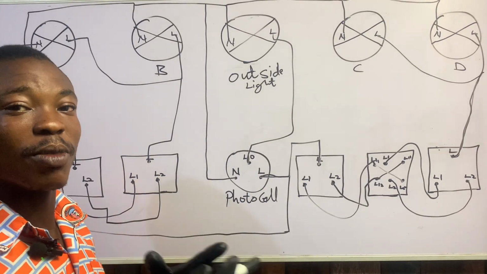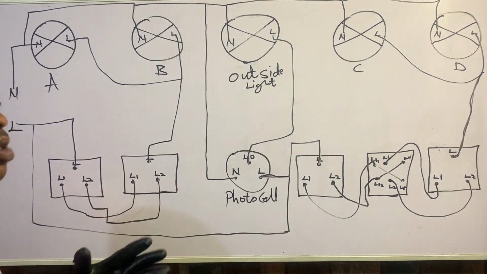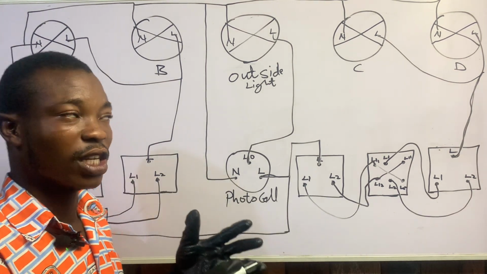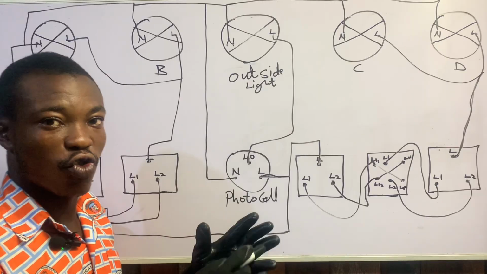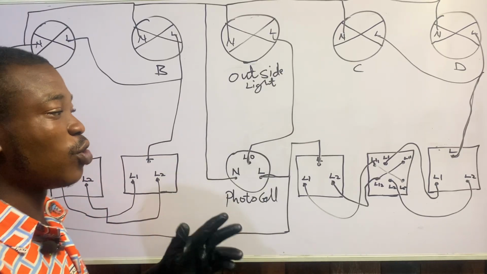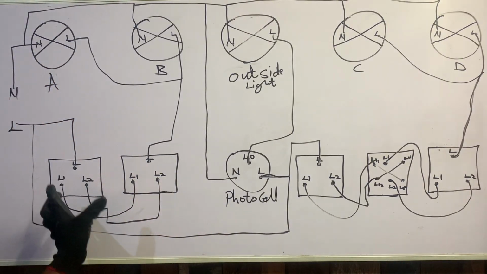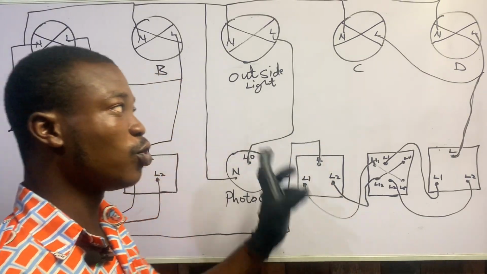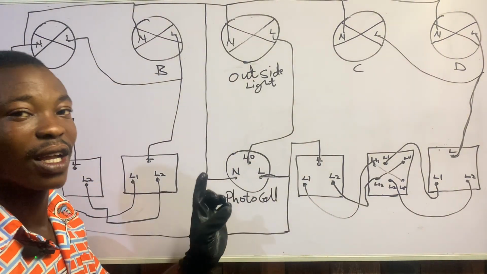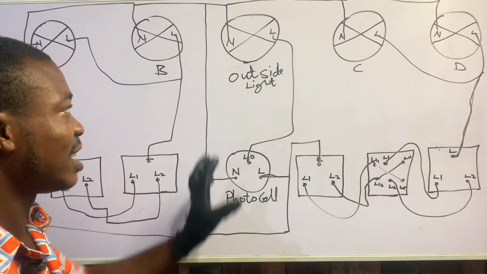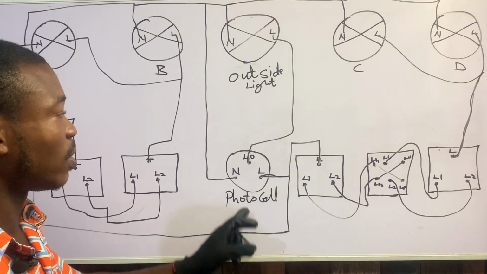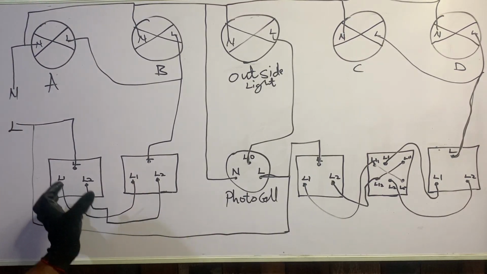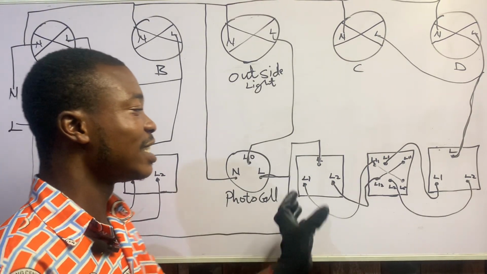Because as for the Energy Commission, they always bring control and intermediate switch diagrams. So if you learn how to wire a control and then how to wire an intermediate switch, you are good to go. You can pass the Energy Commission practical questions. And then this is the photocell, the outside light. So you should learn how you can wire a control switch and then the intermediate switch.